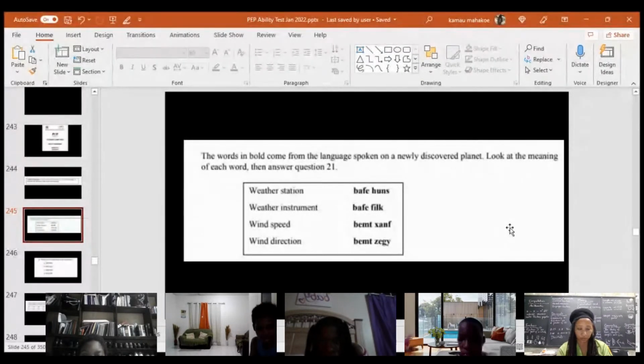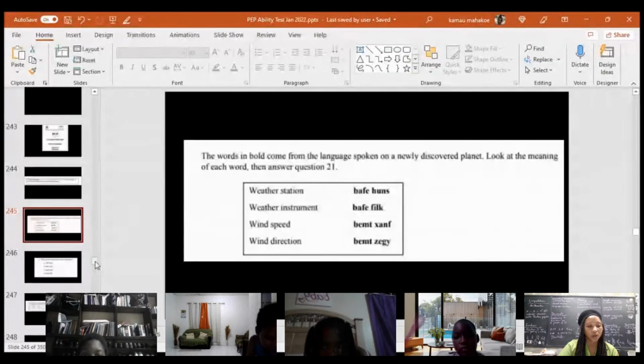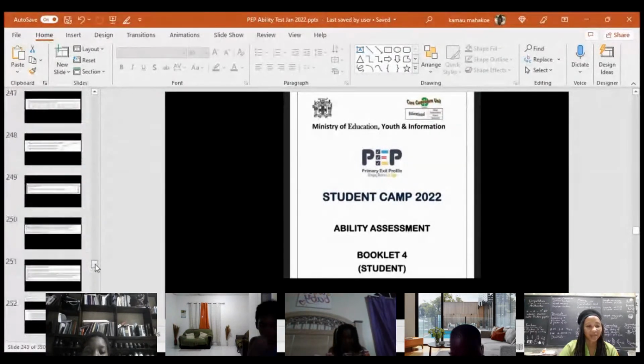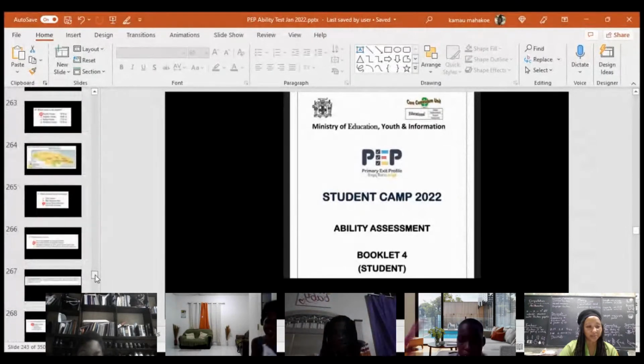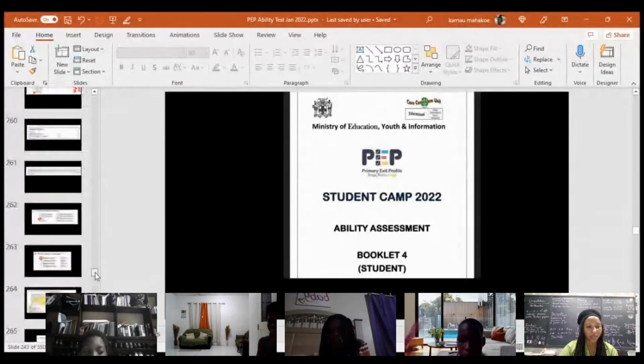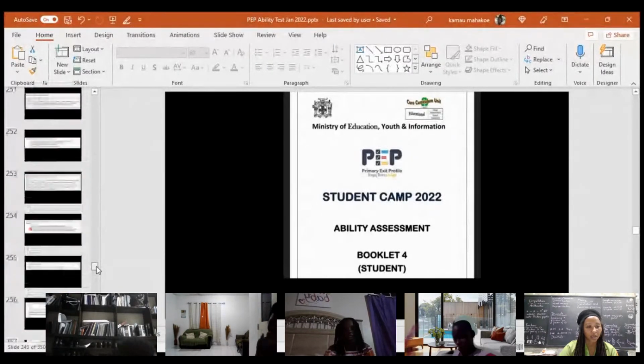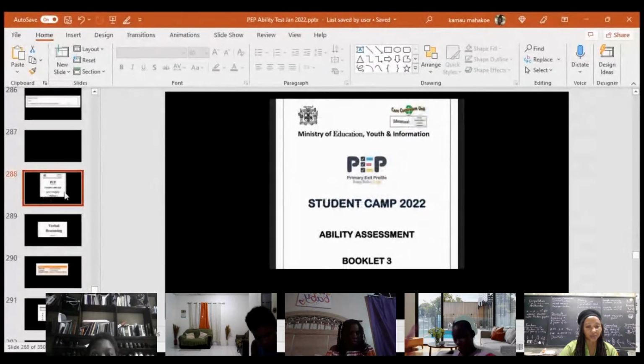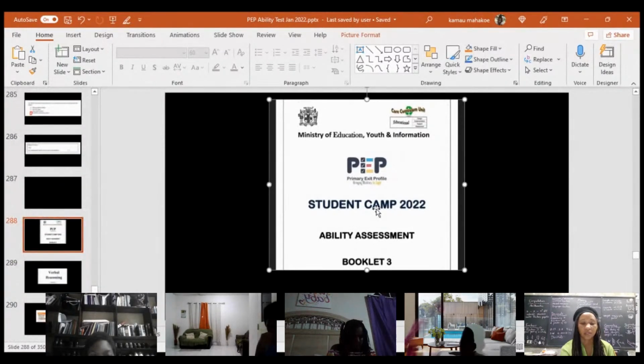Okay, Miss Shaw. The words in bold come from a language spoken on a newly discovered planet. Hold on, Madison. Oh, I'm doing the wrong booklet. I thought when I was looking that we already did this question. Yeah, we already did. So let me just find the correct one. All right, so this is it. Booklet 3, right? That's the one.